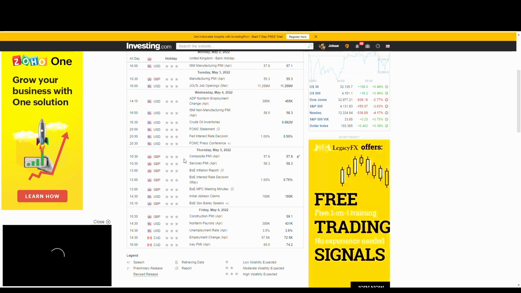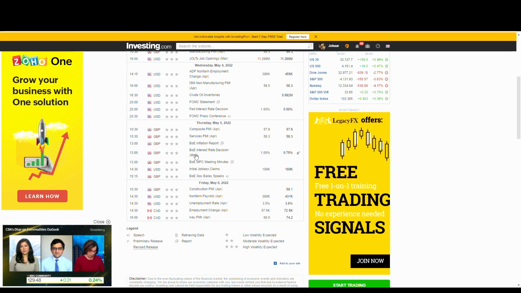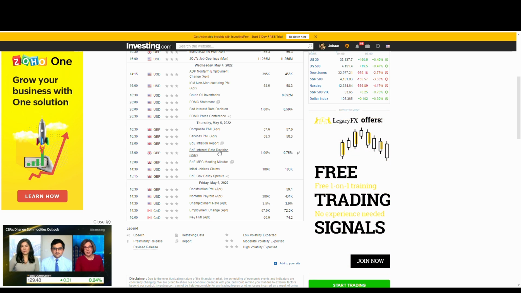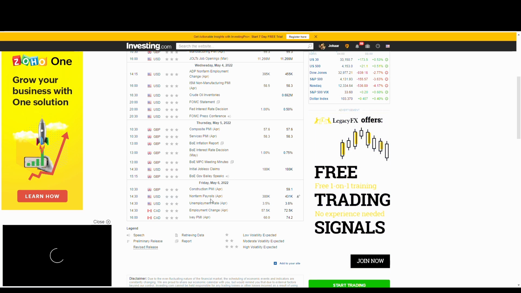We have a look at the pound, right? The pound has their manufacturing PMI tomorrow, that's okay. Then we have a big day for the pound on Thursday. We have the interest rate decision. So I am looking to possibly share fundamental trading setups there. Then on Thursday, we also have initial jobless claims, which we all know is something for the Nasdaq. Then Friday, the big old non-farm payroll.